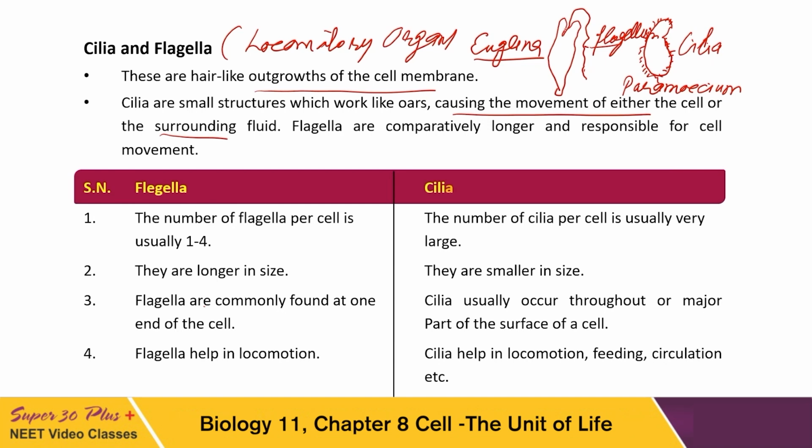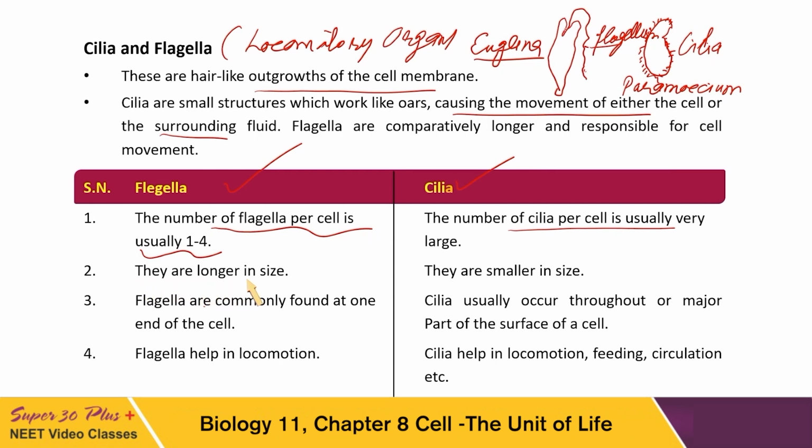So you see the table here. Flagella, better to call flagellum, and cilia, that is cilium. What's the difference? Flagellum number is comparatively less. In euglena you are seeing only 2 are there, 1 is visible. Number of flagella per cell is usually 1 to 4, while number of cilia per cell is very large. It may be even hundreds, even 4, 500.